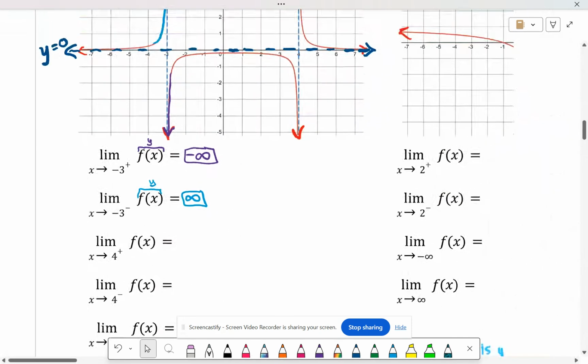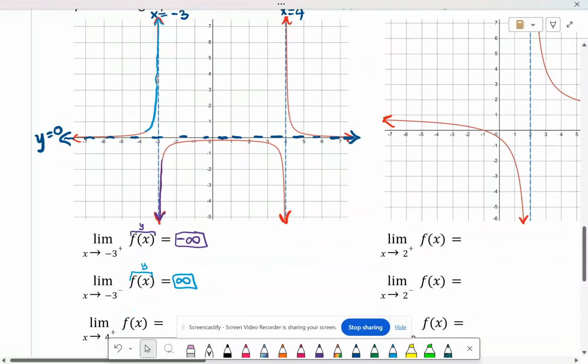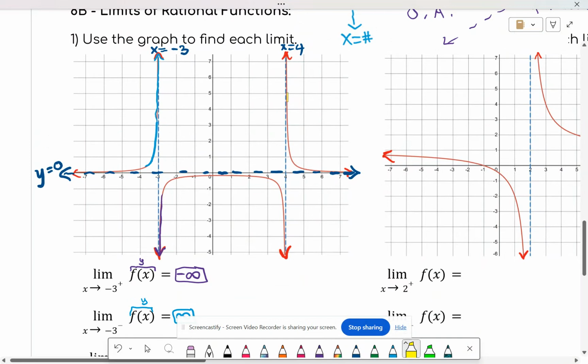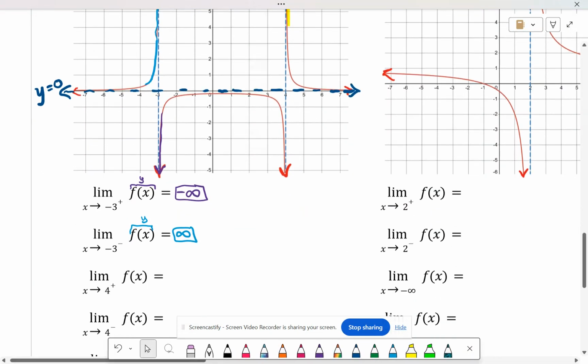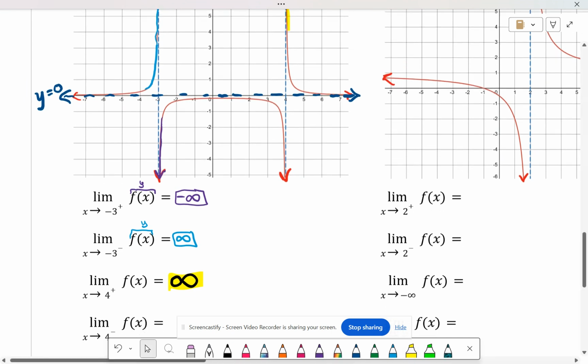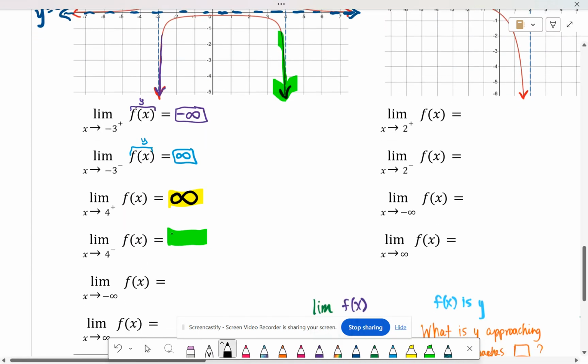And then I'm looking at my other asymptotes. So limit as x approaches 4 from the right. As x approaches 4 from the right, on the right side, the graph is going up to positive infinity. That's this one. And as x approaches 4 from the left side of 4, it's going down to negative infinity.